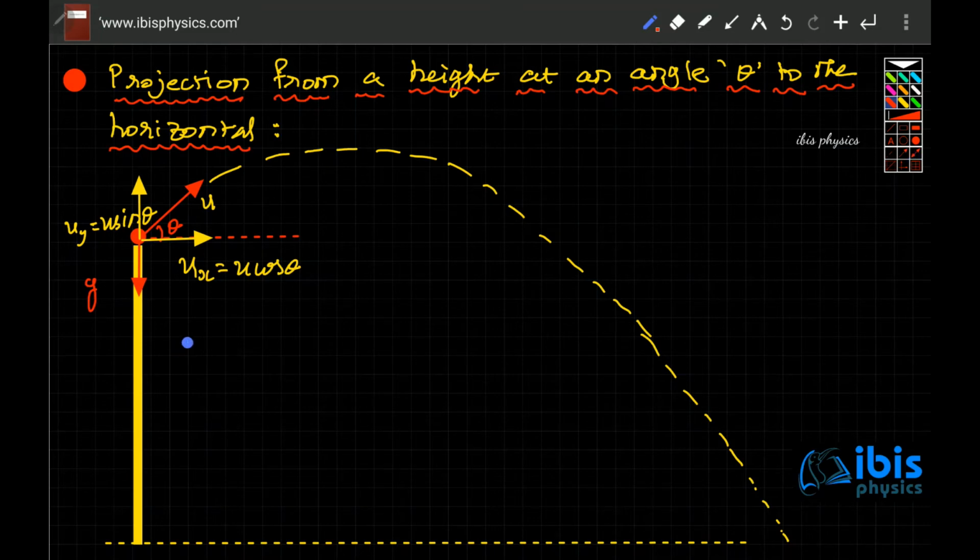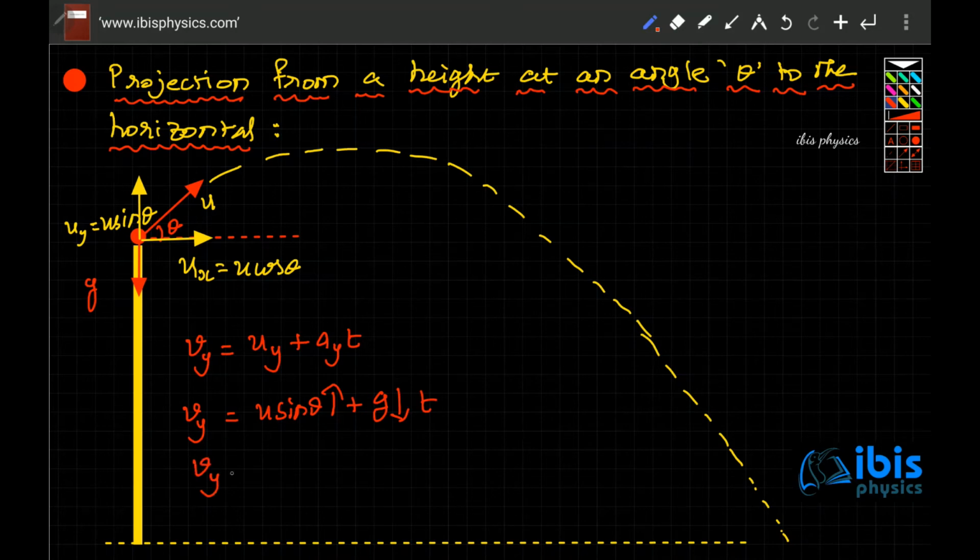Hence the velocity in the vertical direction at any instant is initial vertical velocity plus acceleration in the vertical direction into t. So the vertical velocity at any instant equals uy, which is u sin theta upwards, plus ay, which is g downwards, into t. So velocity in the vertical direction at any instant is, if you consider u sin theta positive, g downwards, which is negative, u sin theta minus gt.